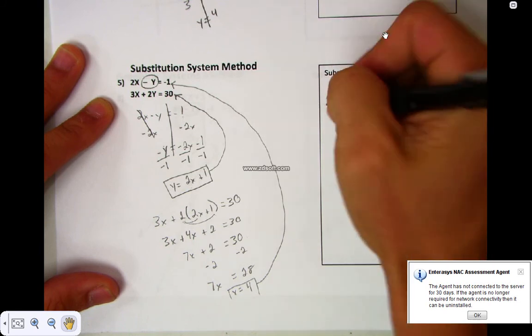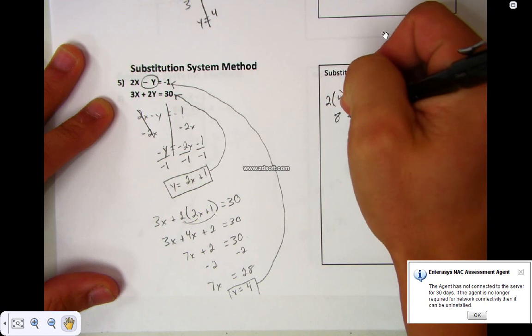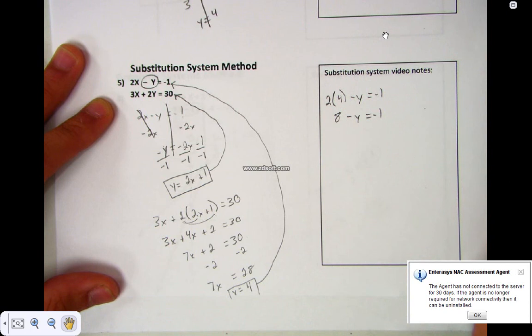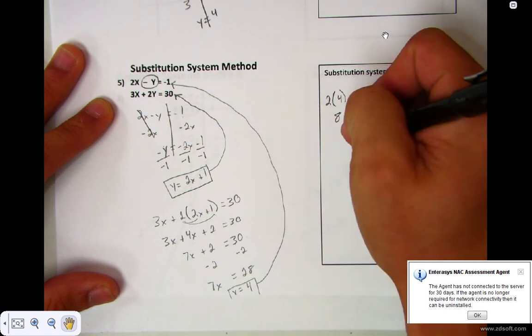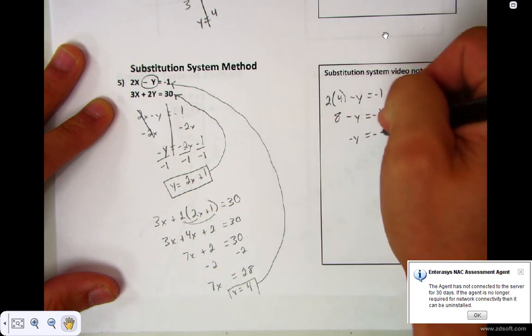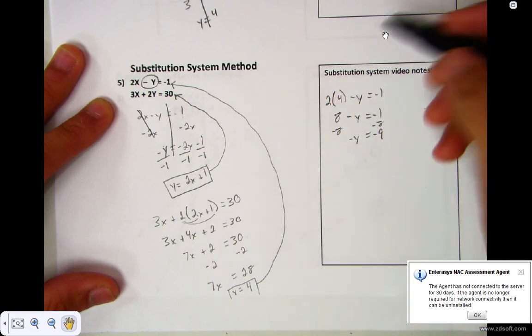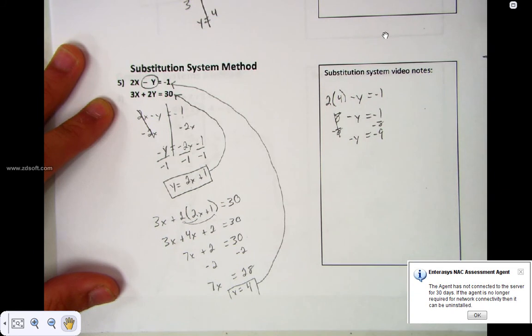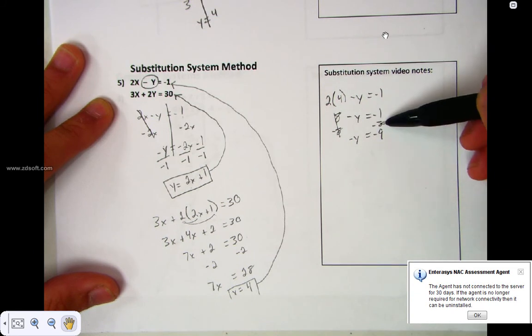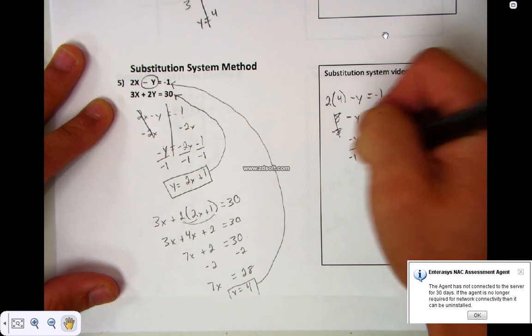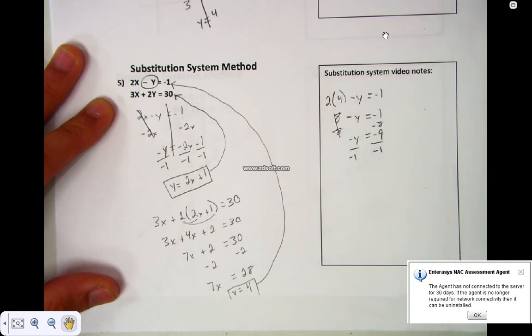So I have 8. Remember, here's the parentheses. Let's figure out that first. Minus y equals negative 1. Subtract 8 to the other side. So I have negative y equals negative 9. What I did here was I subtracted 8 just to show you. Okay, so these cancel. And then I have negative 1 minus 8. That's going to be negative 9. Now I need to change that sign on that y. So remember, I divide by negative 1. Divide by negative 1. So I should have y equals positive 9.